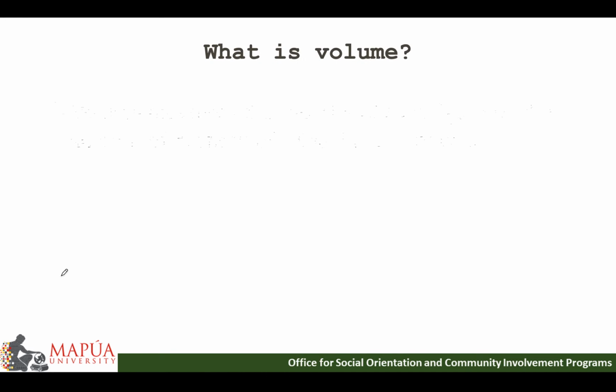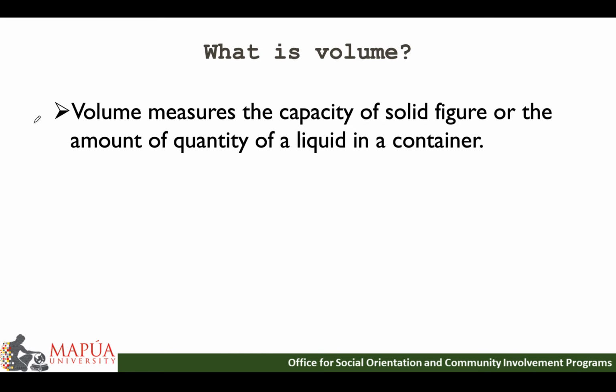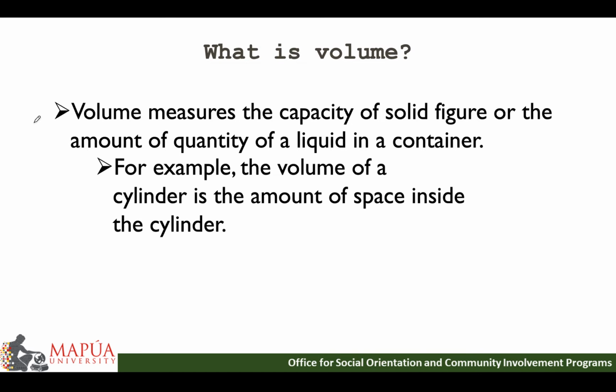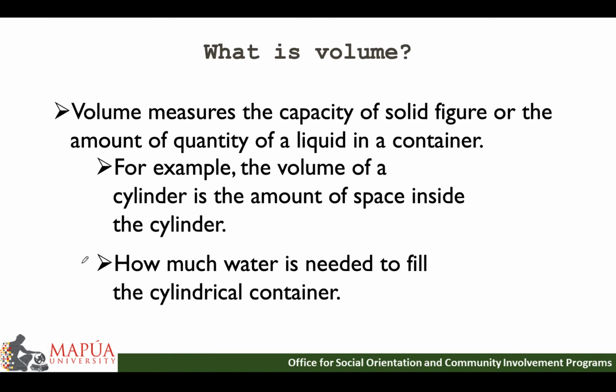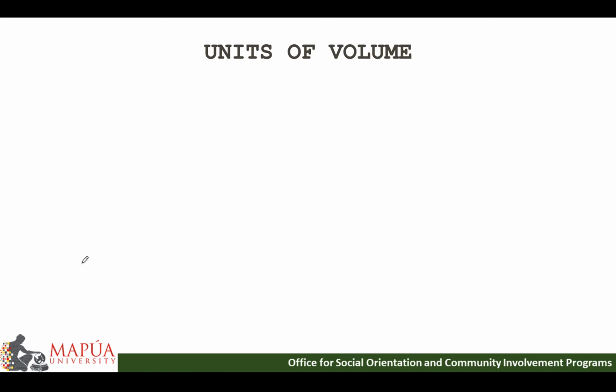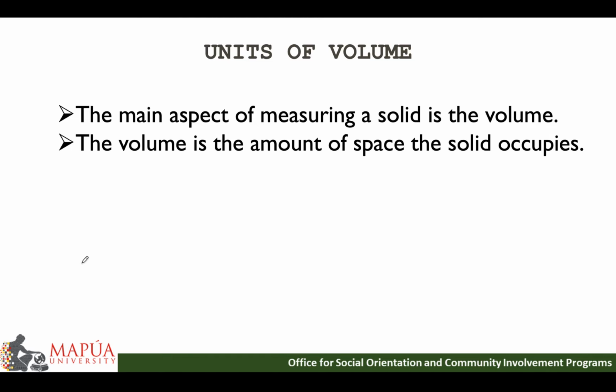What is volume? Volume measures the capacity of a solid figure or the quantity of a liquid in a container. For example, the volume of a cylinder is the amount of space inside the cylinder, or how much water is needed to fill the cylindrical container. The main aspect of measuring a solid is the volume. The volume is the amount of space the solid can occupy.